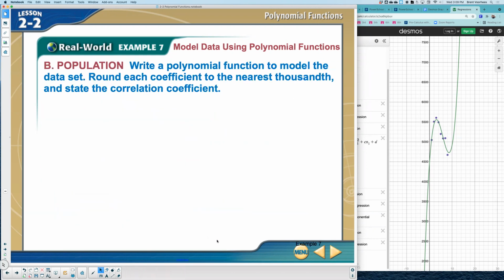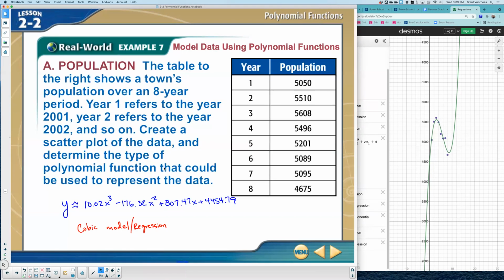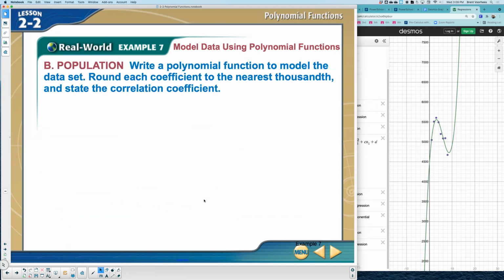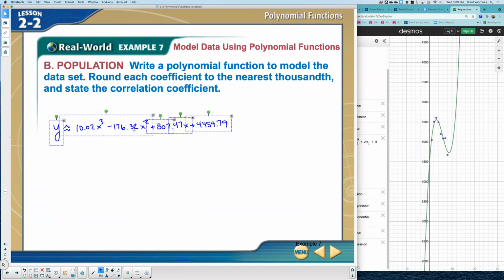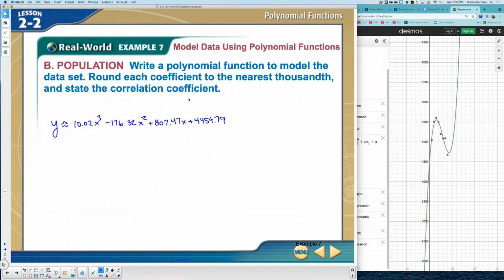On part B, it says write a polynomial function to model the data set. Isn't that what I just did? Create a scatter plot, determine the type of, okay, so this is wanting a cubic regression off the scatter plot. It says round to the nearest thousandth. Well, I did to the nearest hundredth. And state the correlation coefficient.